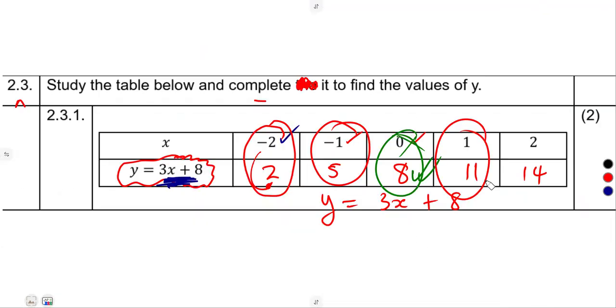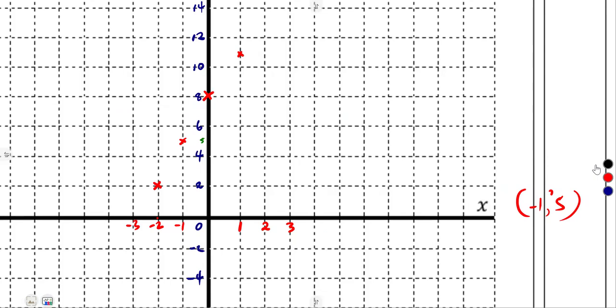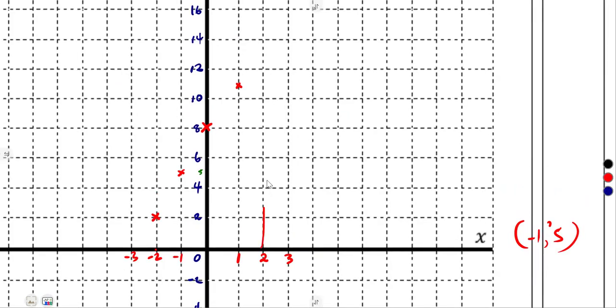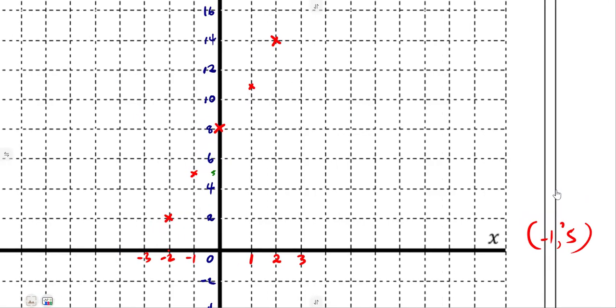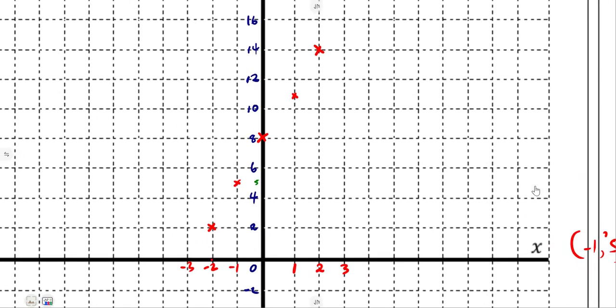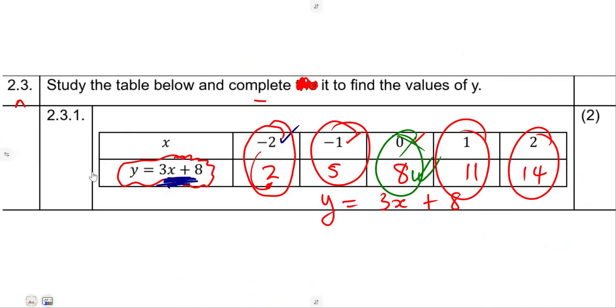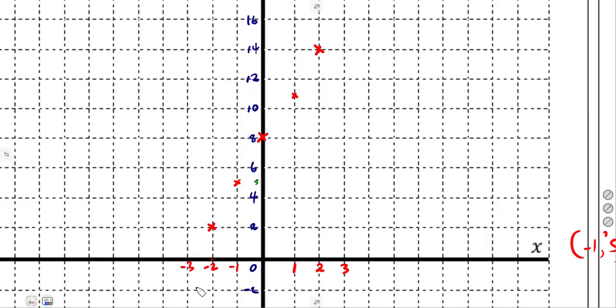1 versus 11. Then 2 versus 14. When x is 2, y is 14. As you can see, they meet here. Where they meet, we're going to mark a point. So those are the points that you're going to have as we are given from our table, and you join the points, that's having what? A straight line. So that was going to give us a straight line at the end.